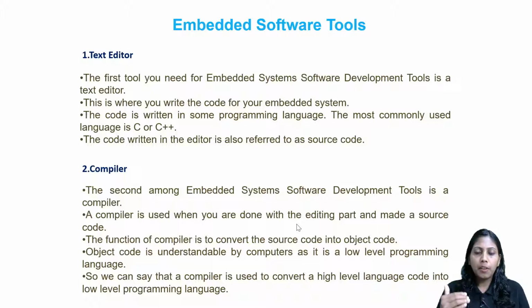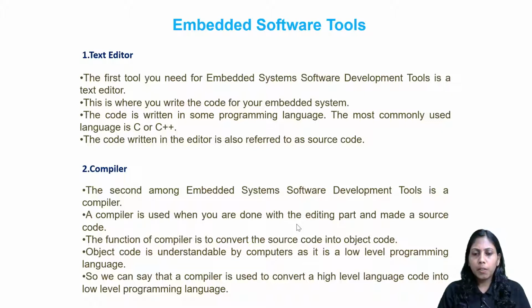The function of the compiler is to convert the source code into the object code. If the source code is written in a C program, we'll call it a .c file, or if it is C++, a .cpp file. This source code gets converted to the object code, and this is done with the help of the compiler.